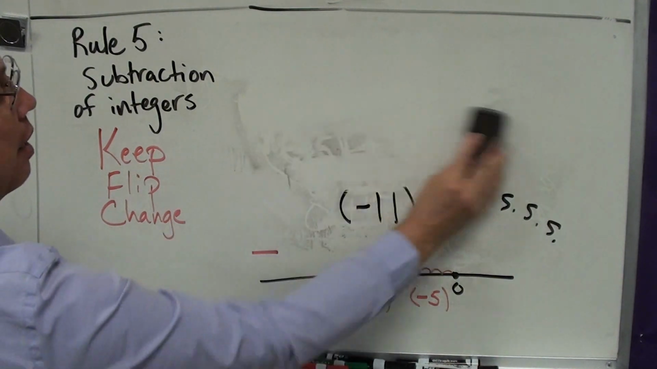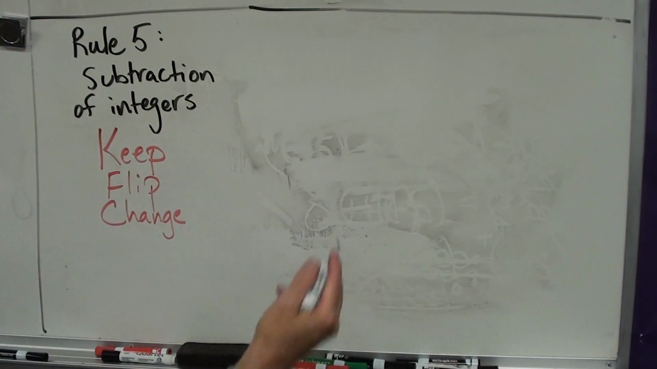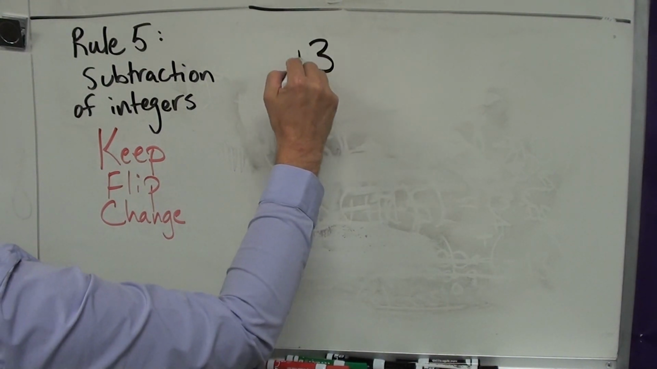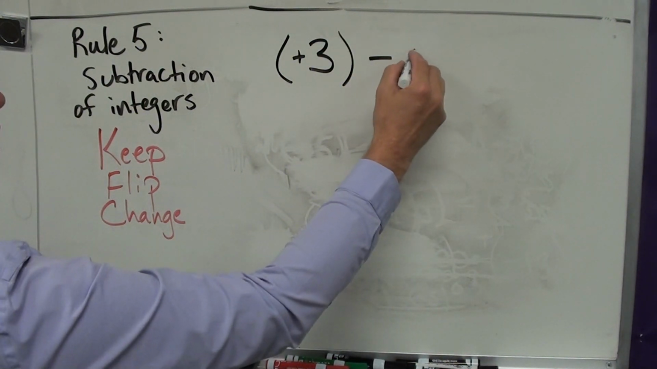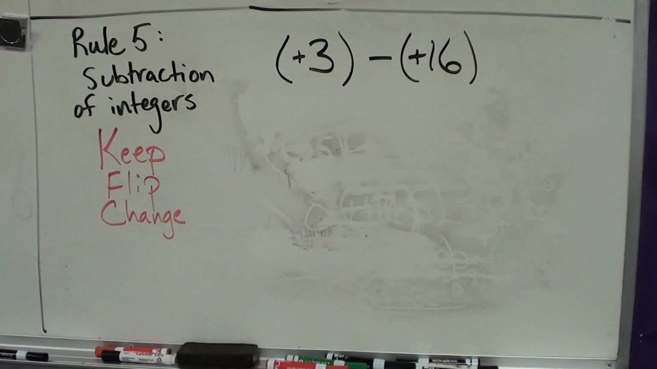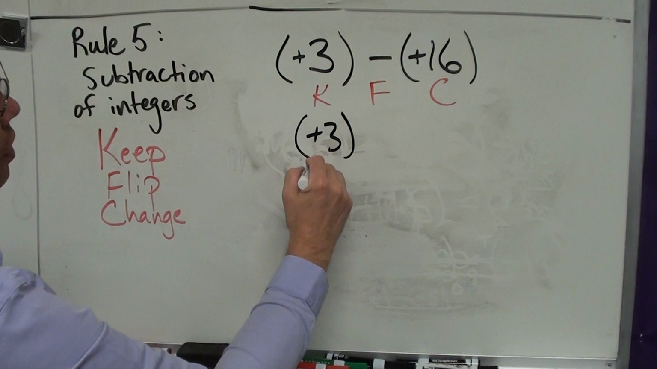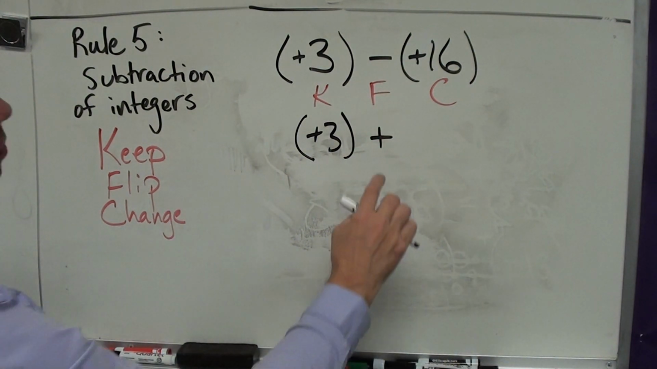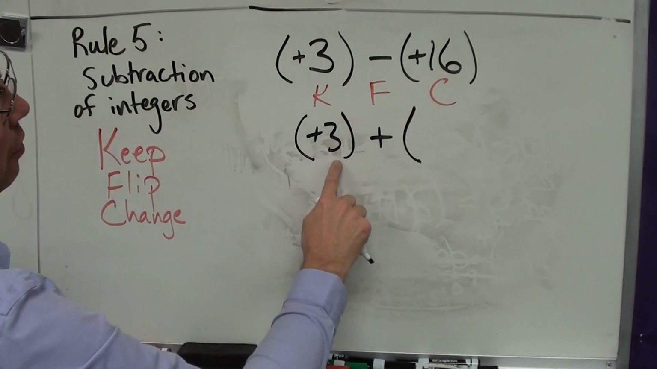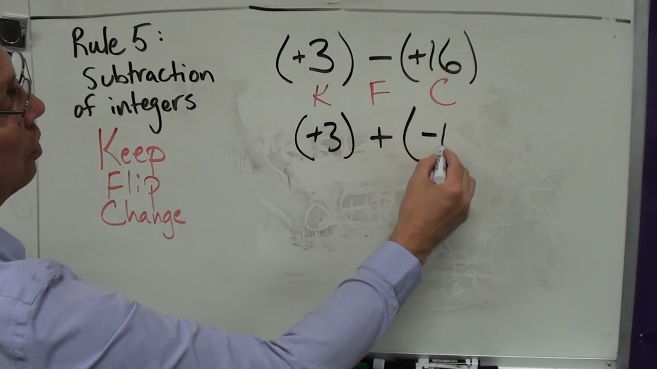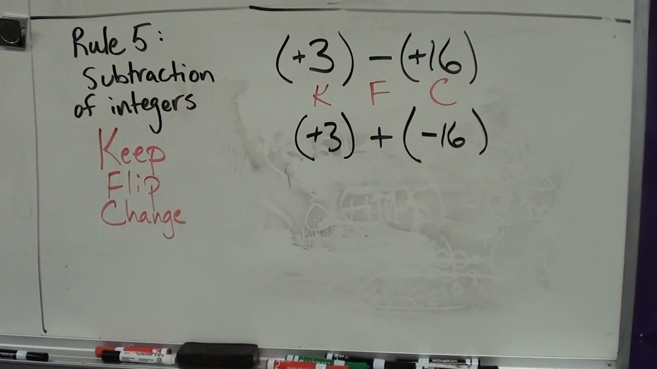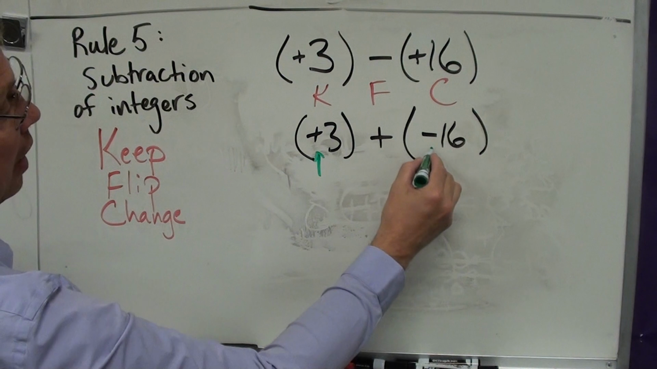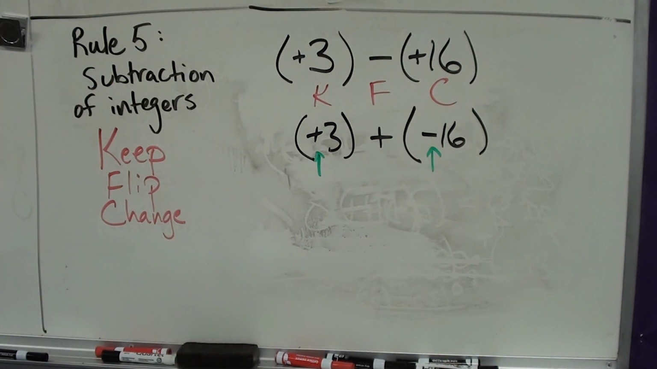So again, I do have the possibility that I might have a number such as 3, and I need to subtract, let's just say, 16, and even though it's a positive number, it looks a little goofy here and it's hard to think about. But if I do use my KFC, knowing that I'm subtracting integers, I can go ahead then and make this into positive 3, flip the sign to addition, and then I have positive 3 plus, I'm going to change positive 16 to negative 16. So I'm going to add the opposite.